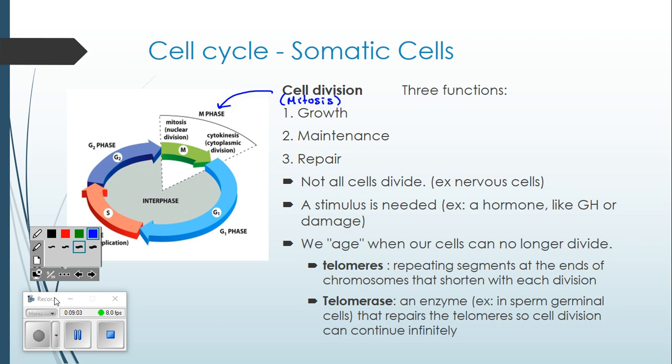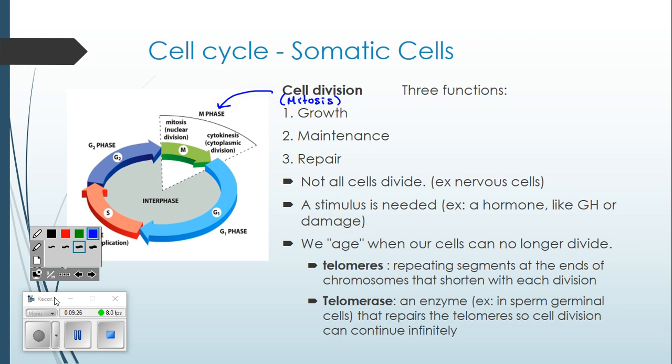So time-wise, it's not taking up most of the cell's life, but in terms of what's the most important piece of the cell cycle, it's this one. This is where all the good stuff happens. This is where we make a new cell. There are 3 reasons that a cell would want to go through mitosis. One of them, like I mentioned before, is growth.